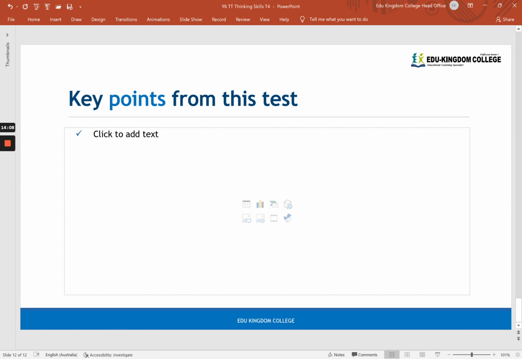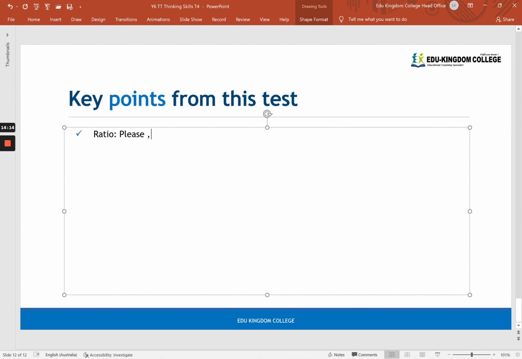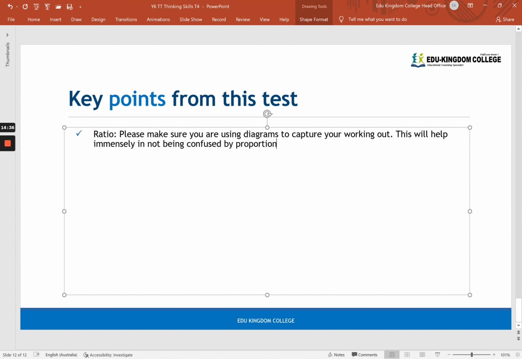Okay, so just very quickly, we're going to write some key points. So for ratio questions, please make sure you are using diagrams to capture your working out. This will help immensely in not being confused by proportions or other numbers.